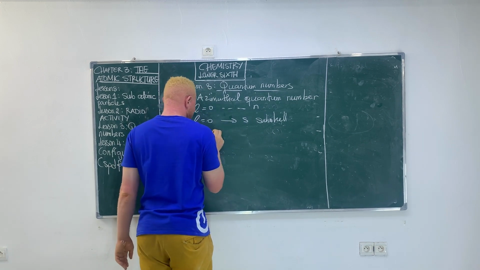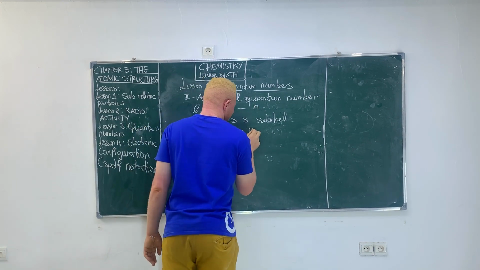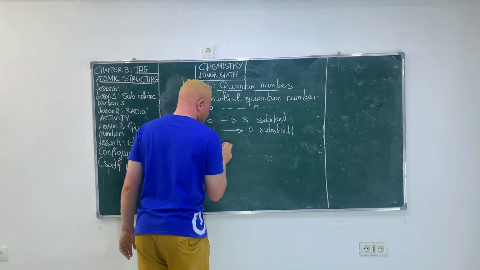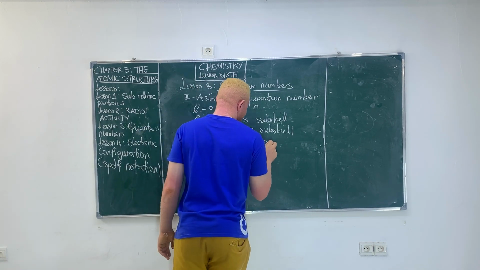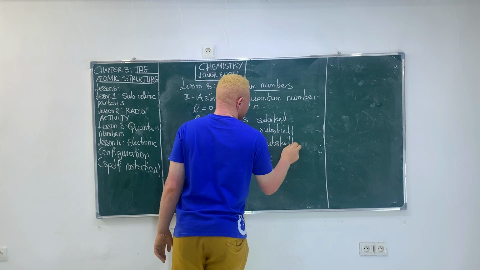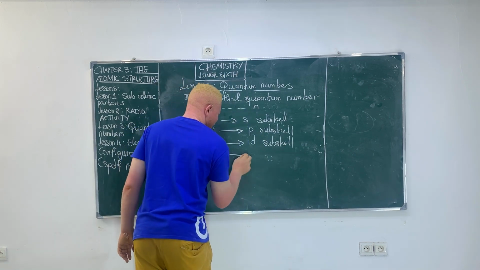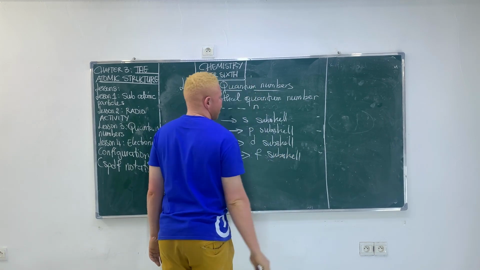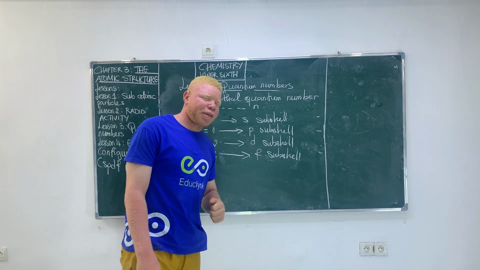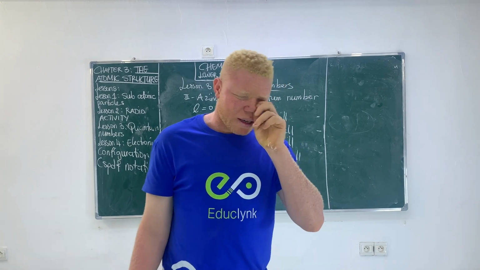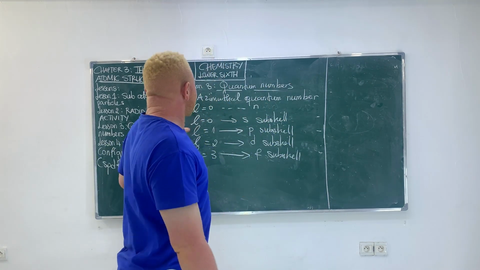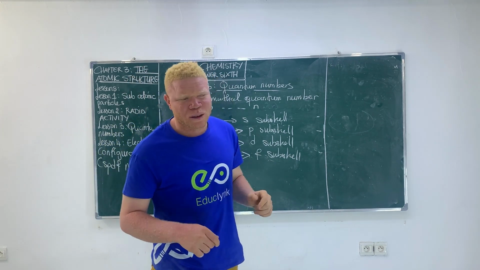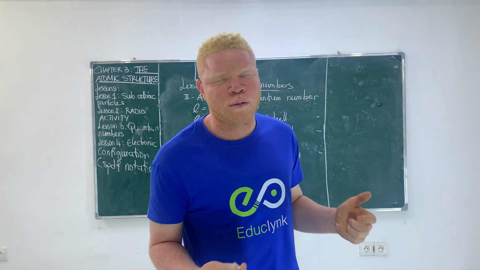For l equals 1, we have the p subshell. For l equals 2, we have the d subshell. For l equals 3, we have the f subshell. Hence, the spdf configuration. Then, the electrons inside the subshell have orientation. They are oriented, and this orientation is determined by the magnetic quantum number.